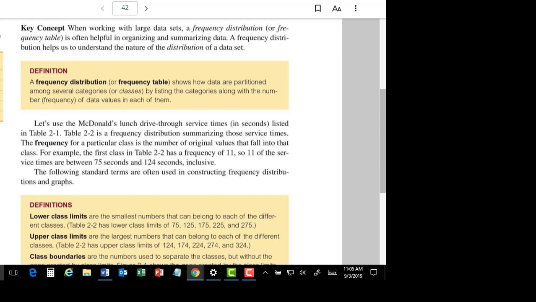Now, the next one after the frequency is called the histogram. And the histogram is really our sample distribution of what we expect the population to be distributed like. Okay, let me see if I can write over here. Let me clear that out.